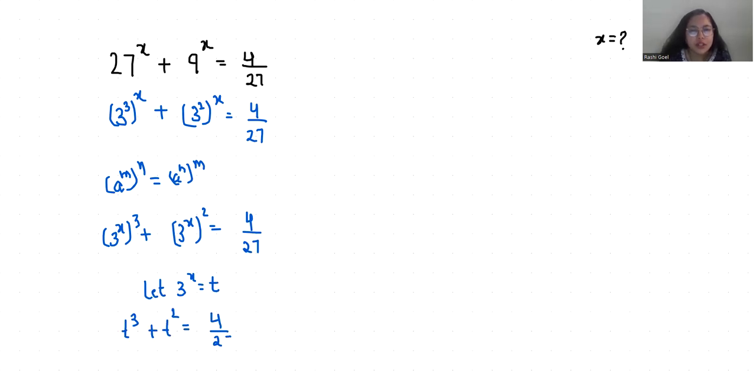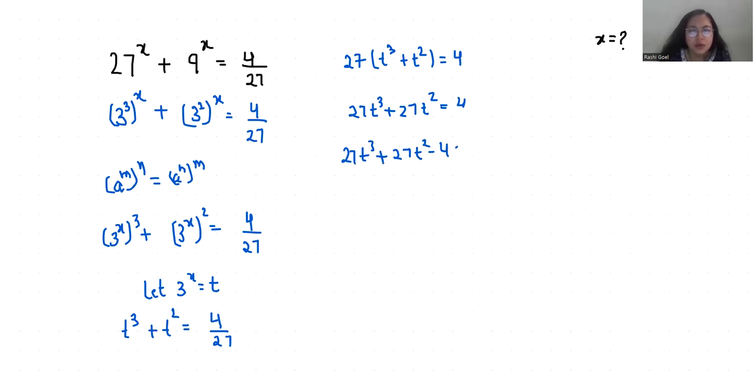And it becomes 27 times (t^3 + t^2) is equals to 4. So 27t^3 + 27t^2 = 4, so 27t^3 + 27t^2 - 4 = 0. So 27 is 3^3 times t^3, and again, with the 27, we can write it as 3 times 3^2, t^2 minus 4 is equals to 0.